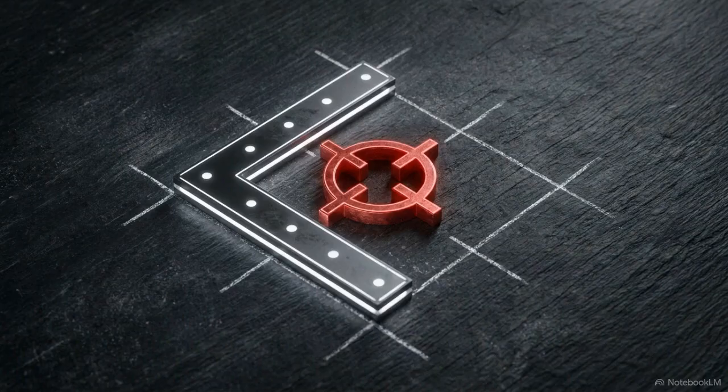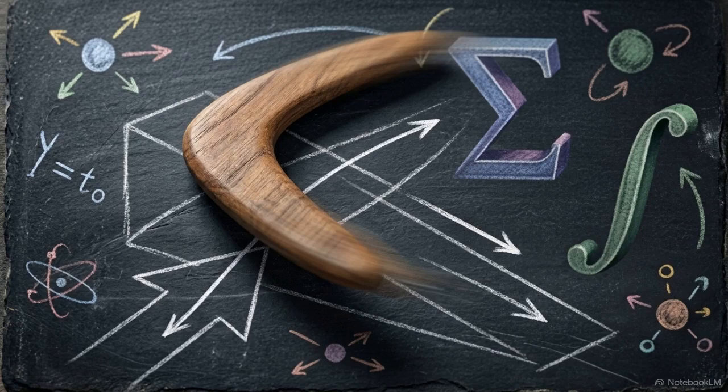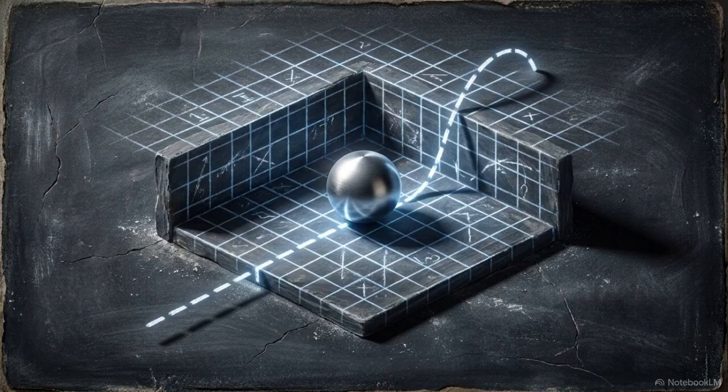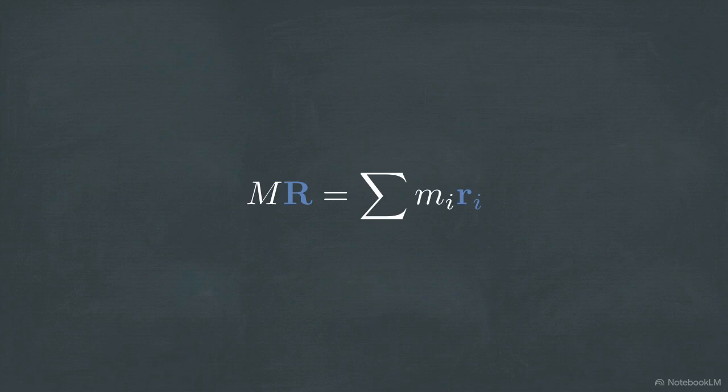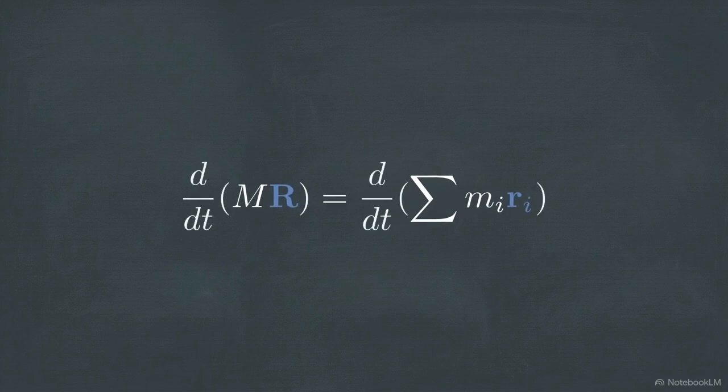With the geometry of this single coordinate established, we can now examine how it behaves under the influence of physical forces. To move from geometric statics to dynamics, we must determine how the center of mass coordinate moves through time. We start with the base position vector equation. Total mass m times the center vector r equals the sum of each individual mass times its position vector, ri.